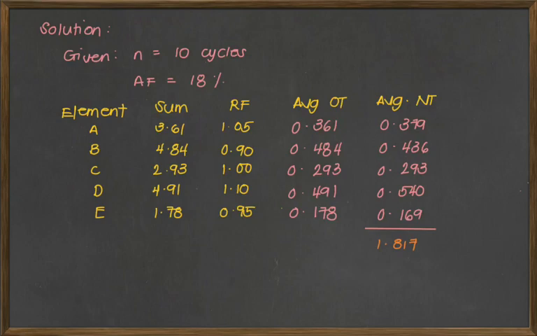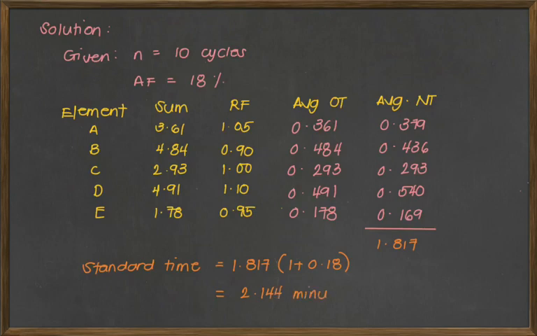So, this is your total normal time, and the next step is for us to get the standard time. Standard time is again by the default formula, since there is no indicated case for the allowance factor. And this will give us 1.817 multiplied by 1 plus 0.18. And that should give us an answer of 2.144 minutes as your final answer.